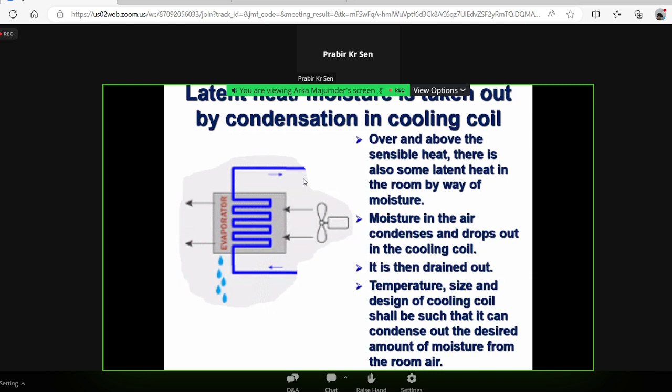And cooling coil size, design, and construction shall be such that it can not only cool the return air, it can also take out the desired amount of moisture by condensation. So design of the cooling coil has to take care of both. Now, next.